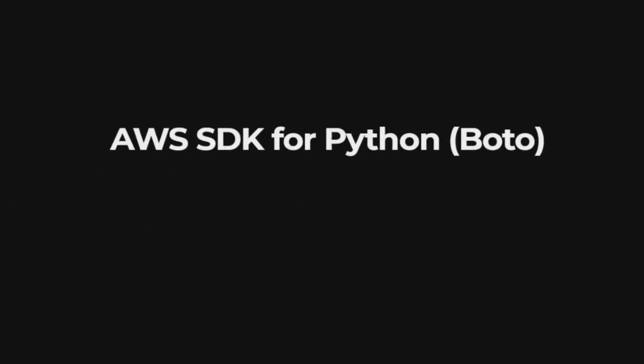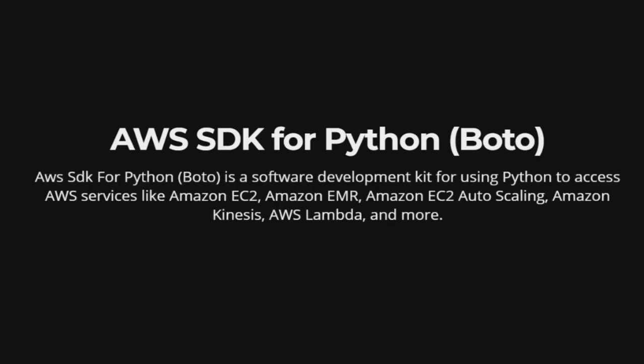AWS SDK for Python, Boto. AWS SDK for Python, Boto, is a software development kit for using Python to access AWS services like Amazon EC2, Amazon EMR, Amazon EC2 Auto Scaling, Amazon Kinesis, AWS Lambda, and more.